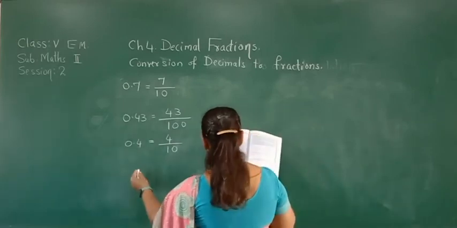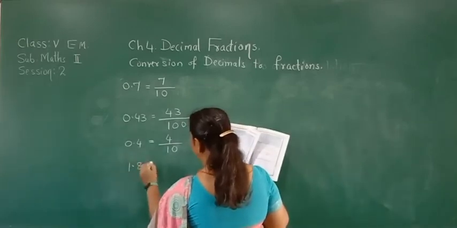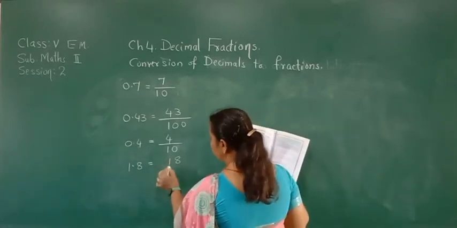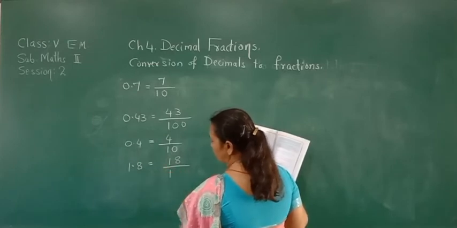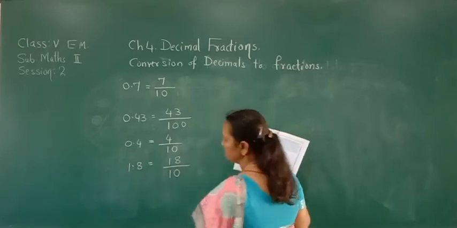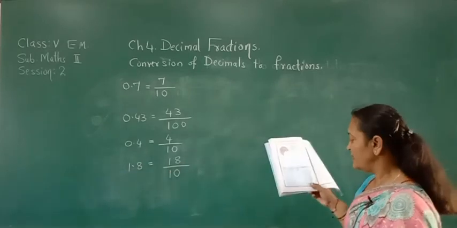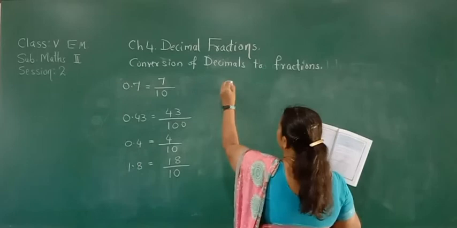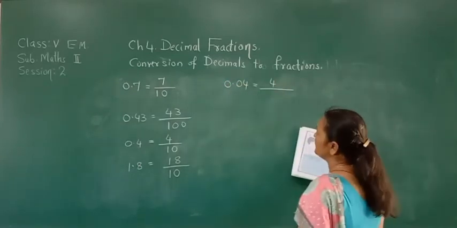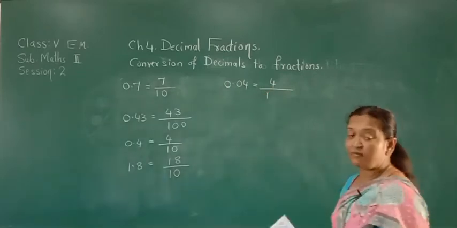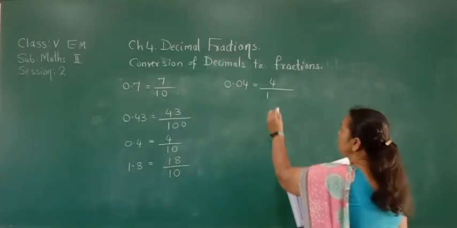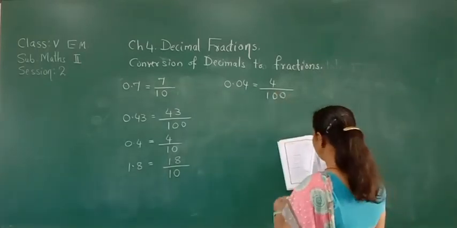Then if it is 1.8, then write 18 together, draw a line, write 1. Now after the decimal, how many digits do we have? 1 digit. So add 1 0. So it is 18 by 10. If it is 0.04, then write 4 as it is, draw one line, write 1. Now after the decimal we have 2 digits. So add 2 zeros, and it is 4 by 100.